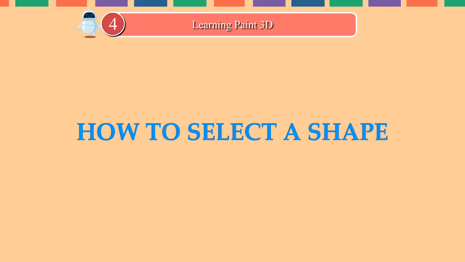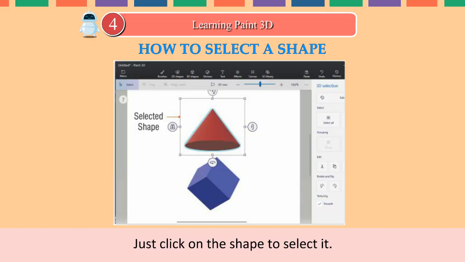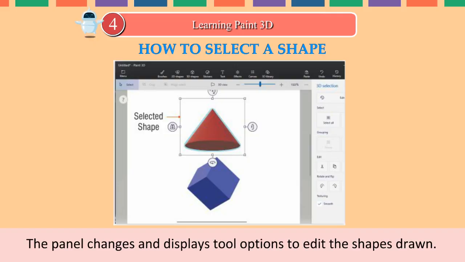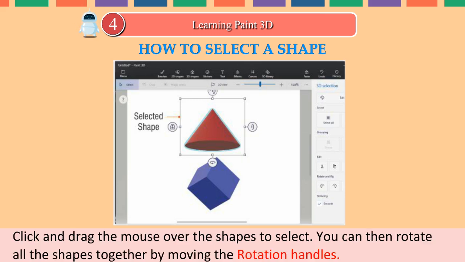How to select a shape? Just click on the shape to select it. The panel changes and displays tool options to edit the shapes drawn. Click and drag the mouse over the shapes to select. You can then rotate all the shapes together by moving the rotation handles.